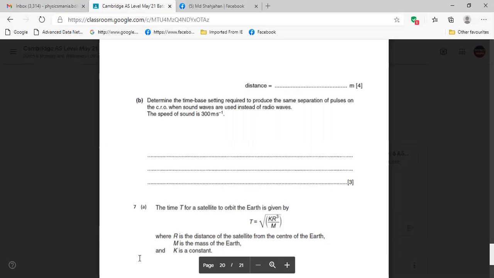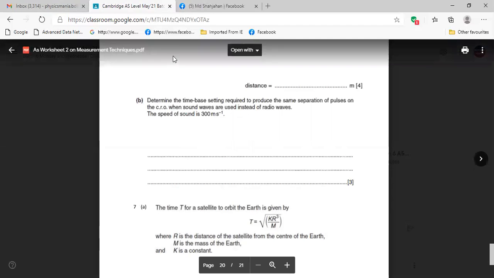If you do the ratio, what does it come to? This one is 300, right? So another one is 3 into 10 to the power 8. So 3 into 10 to the power 8 divided by 300. What does it come to? 10 to the power 6, right? 1 million. Yes, sir. So we can write sound is slower, right?